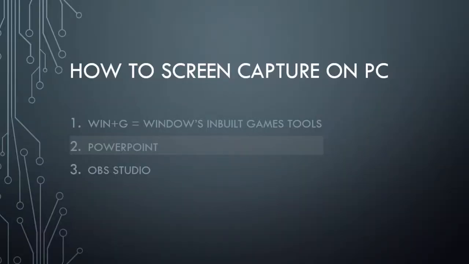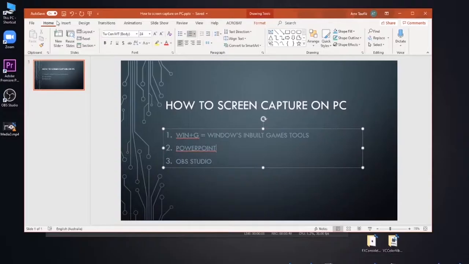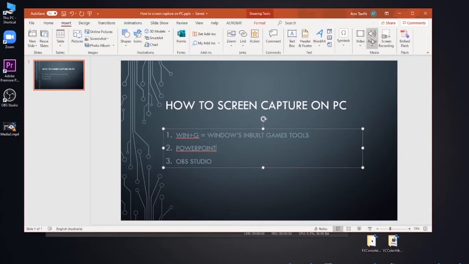The second option is to use PowerPoint. This is probably the one I'd recommend the most out of these three because it's the simplest and you probably already have PowerPoint installed. If you don't, you do have access to it, so feel free to use it. So the way you do it is really easy. You just go to your Insert tab over here on PowerPoint, and then you click on Screen Recording over here on the right.